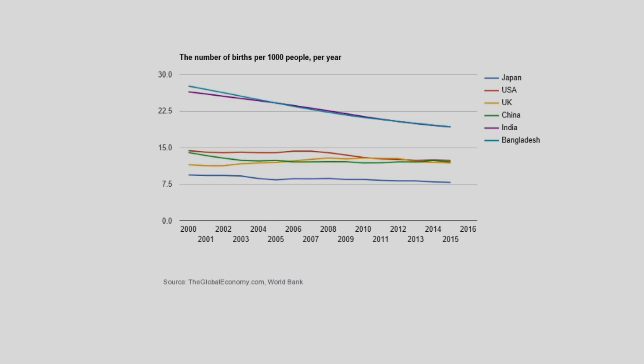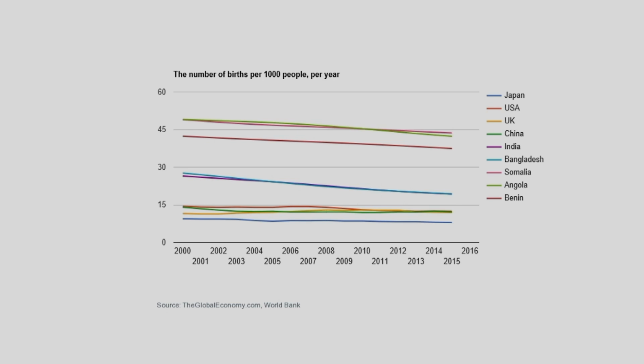Now, in this figure, I had put together the developed countries or the high income countries along with the low income countries. But in this figure, I have brought in 3 sub-Saharan African countries, Somalia, Angola and Benin, and you would see that the number of births is much higher than what you see in India and Bangladesh. So the very low income countries have the characteristic of having very high birth rates.